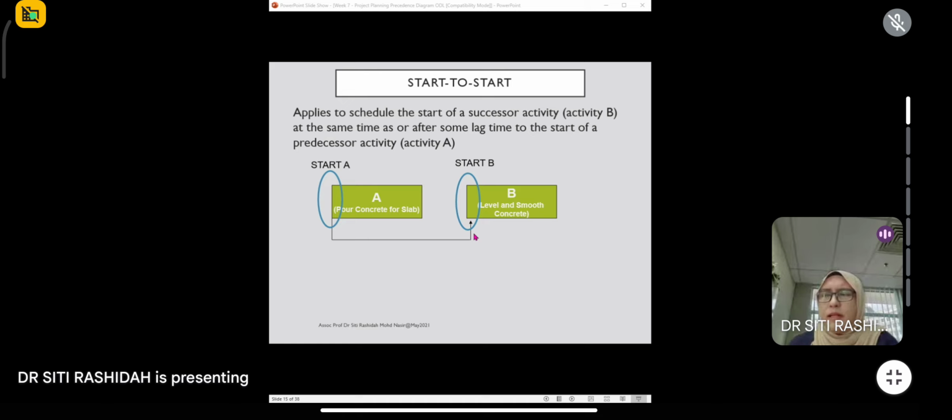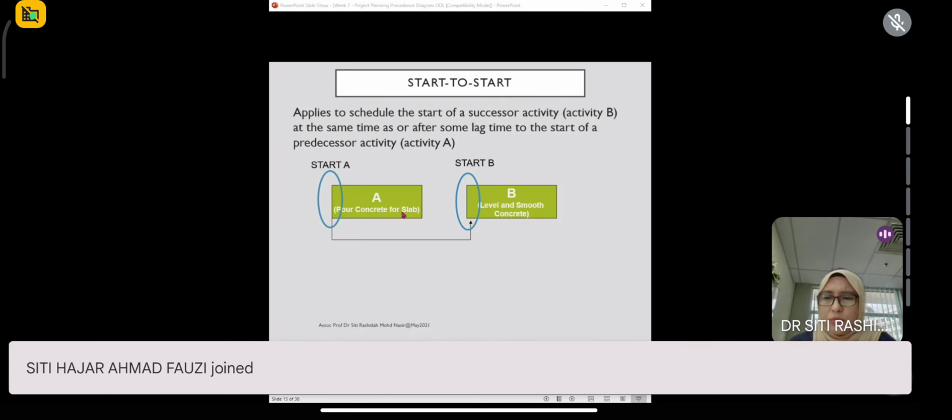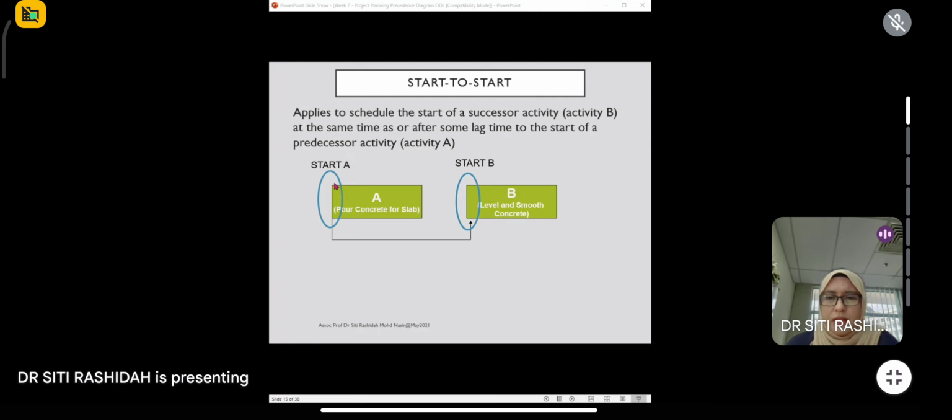Ya, betul. Especially when you use a fast drying concrete. Okay. Then you tak sempat nak level, dia dah start to keras. Okay. Dah tak boleh nak buat leveling. That is why kita introduce the start to start relationship. Maksudnya once A has been poured, B dah boleh start dah. Dia maksudnya dia start sekali jalan.